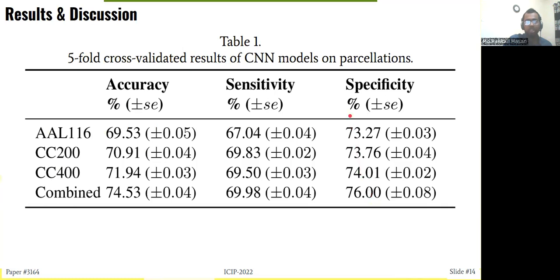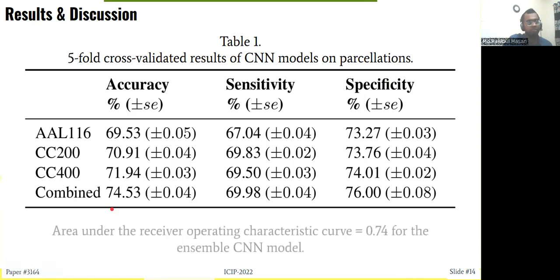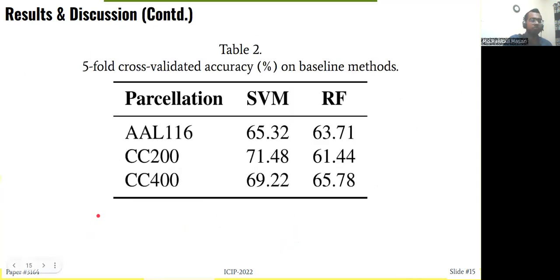Now, if we look here, the combined approach consistently performed better for all 3 scores: accuracy, sensitivity, and specificity. So we can say that we achieved 74.53% accuracy with the ensemble model. We also calculated the area under the receiver operating characteristics curve, which appeared 0.74 for the ensemble 3D CNN model.